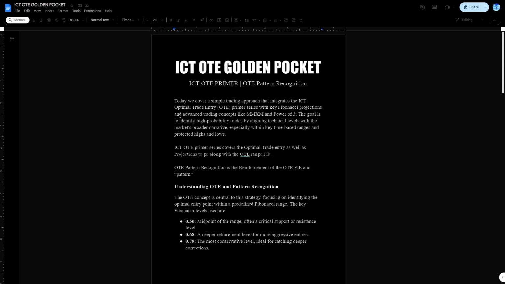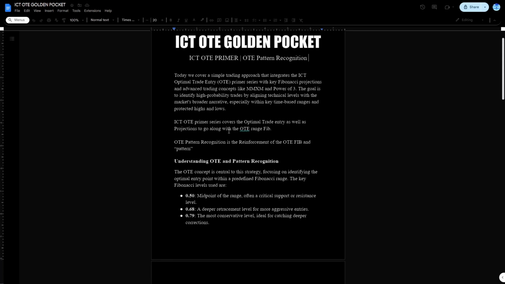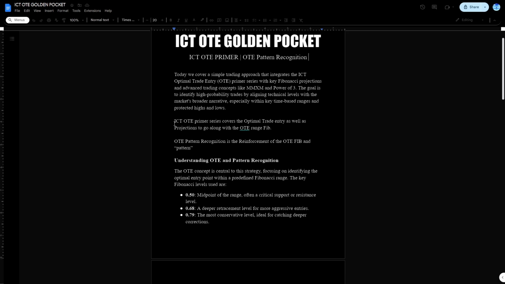It's just using the Fibonacci like we saw, and you can incorporate your MMXM into your power of 3, which we just saw. The goal is just to identify the most high probability trades coming back into the range, aligning your technical levels with the market's broader narrative, and aligning your key levels and your key time-based ranges for projected highs and lows. Like we said, the ICT OTE primer covers the optimal trade entry as well as the projections that go along with the OTE fib range.